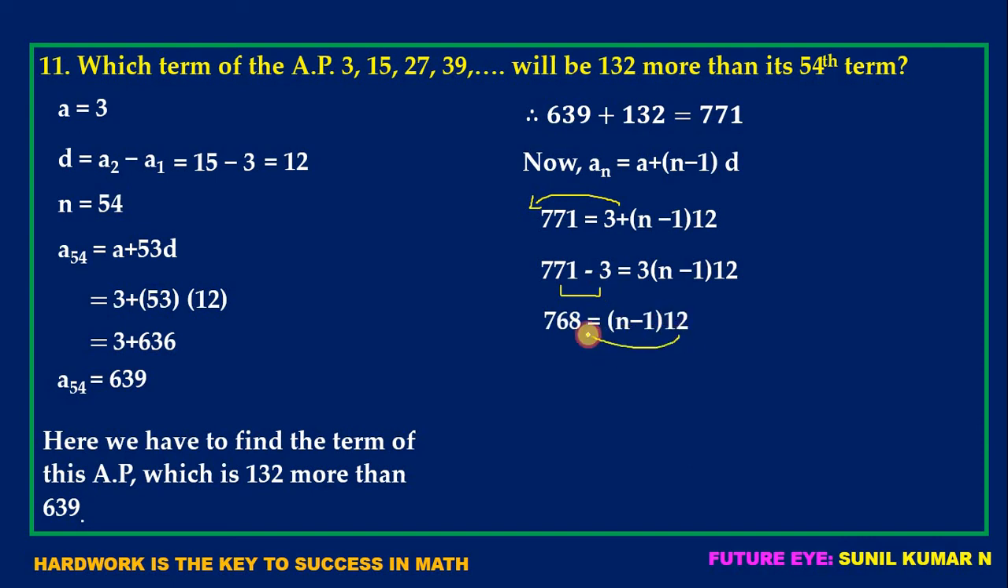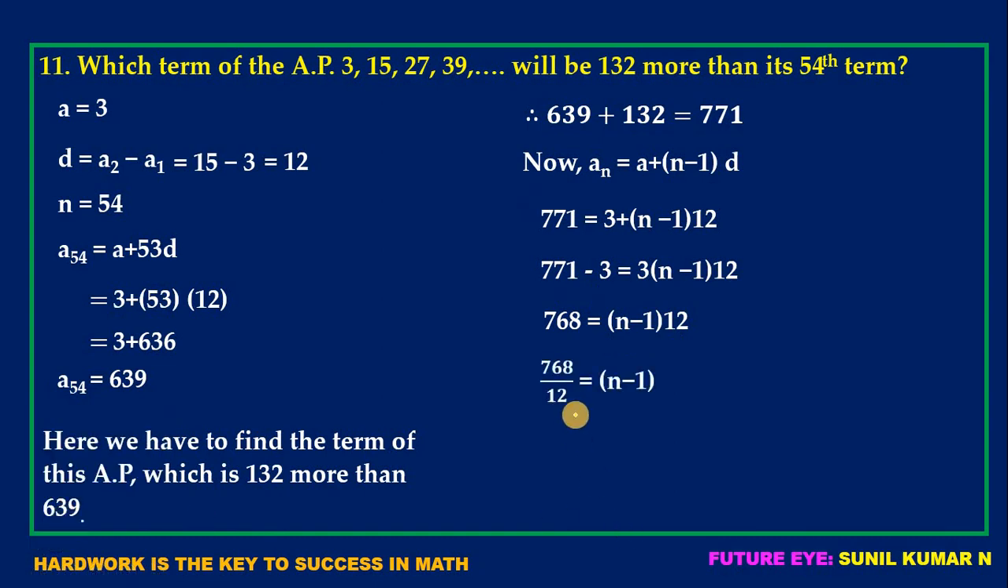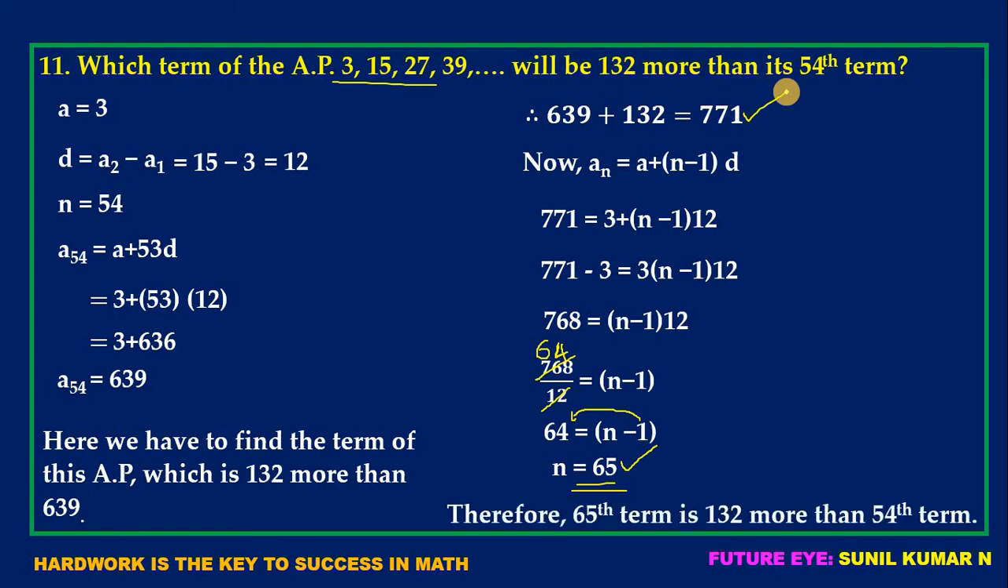And now this multiplication 12 transfer to this side, we get it in the denominator. Now let us cancel this one, children. 12 ones are 12, 12 sixes are 72, and 4 is the remainder, 48 will be there. So 12 fours are 48. It means we get 64. Now this minus 1 transfer to this side, we get 64 plus 1, that gives the n value 65. It means the 65th term of this AP gives 771.